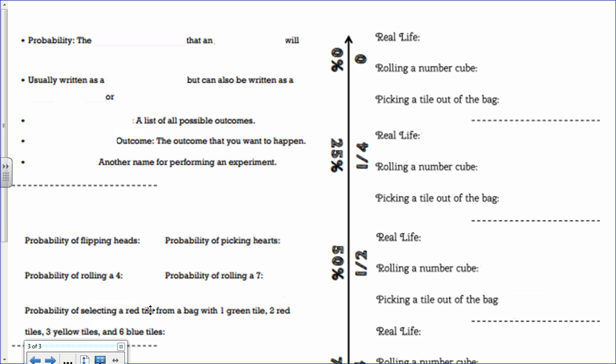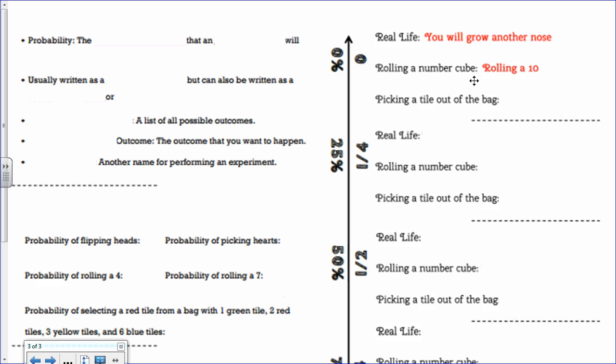Some examples of impossible, we're going to do 3 for each of these, is going to be in real life. So in real life, an impossible probability would be that you will grow another nose. On a number cube, an impossible probability is that you will roll a 10. There's no 10 on a number cube, so you cannot roll a 10.